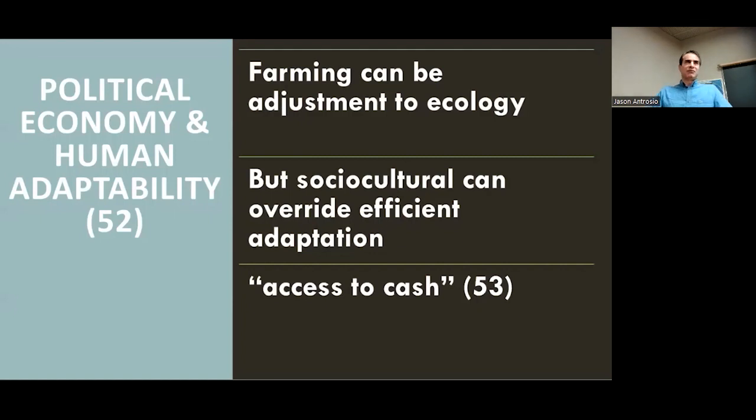Money, right? Having enough money to have that tractor, and the Amish apparently do have enough money, they just don't want it. But that's very important in trying to understand how people adapt to and understand their environment. So that's what we get to at the end of the theories, political economy and human adaptability. There we go. Access to cash.